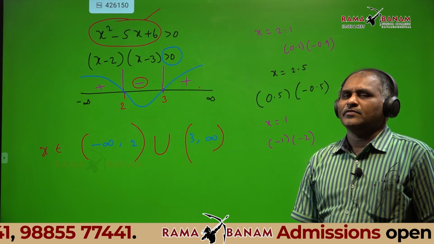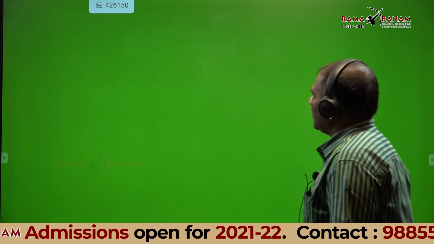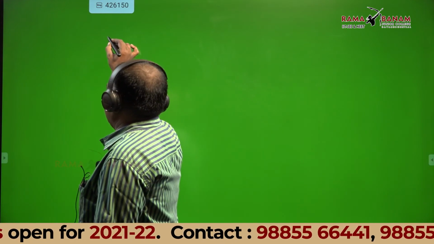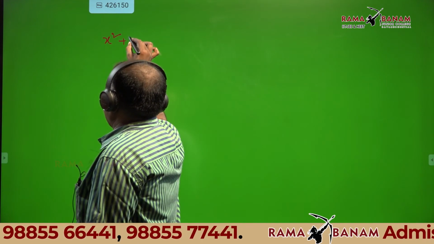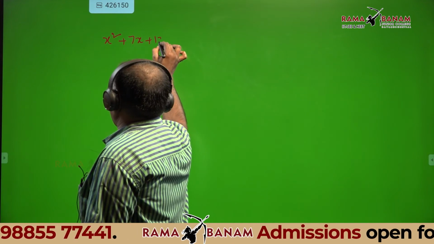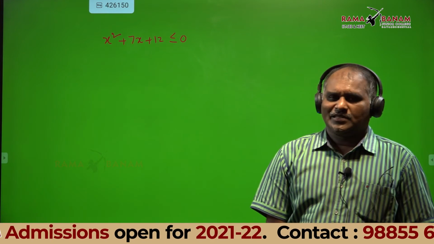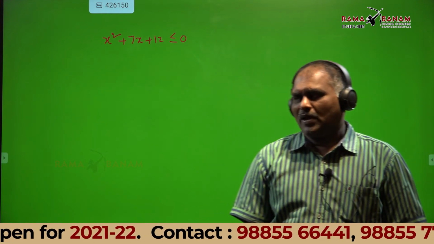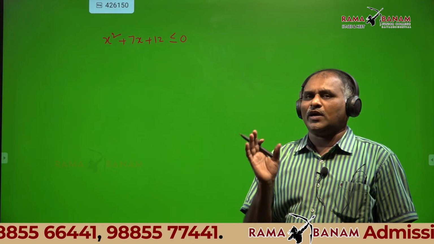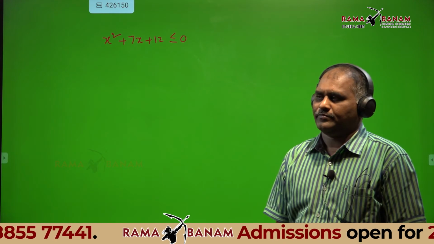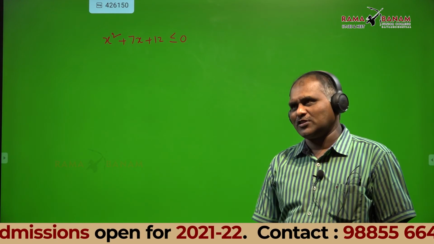One more question, write down: x square plus 7x plus 12 less than or equal to 0. First, find the roots of the equation. The roots are 3 and 4.